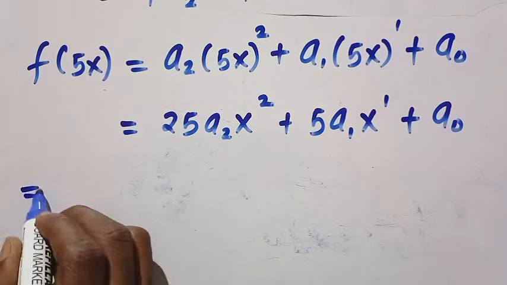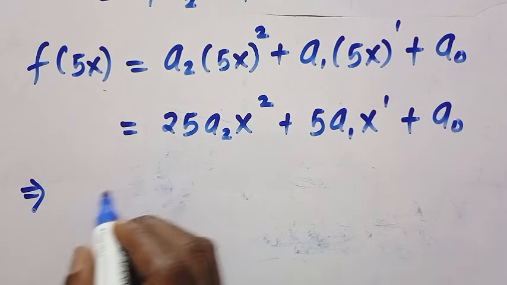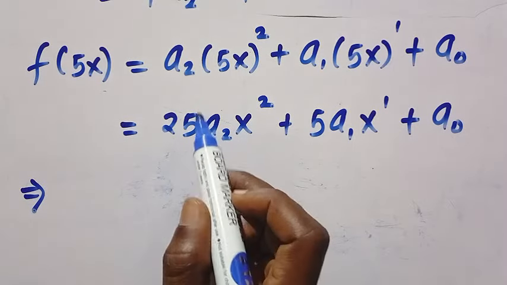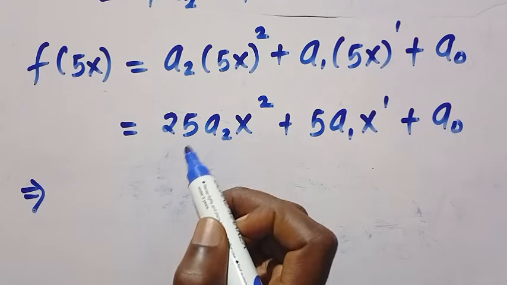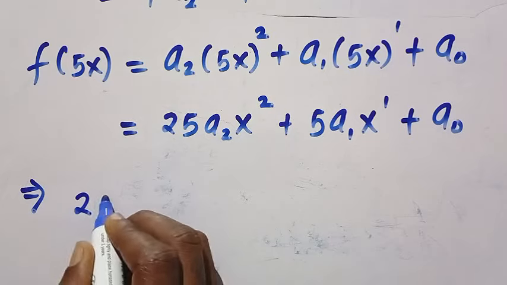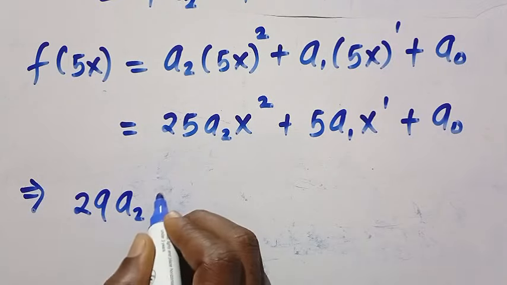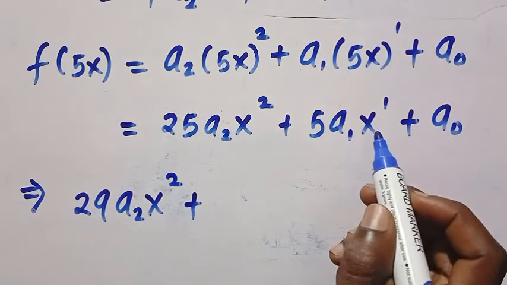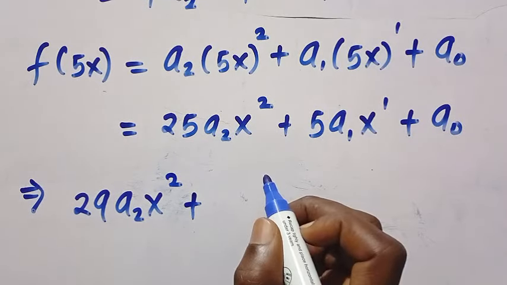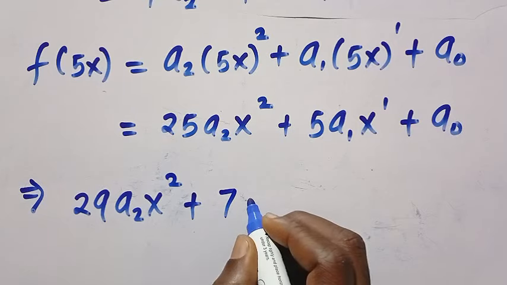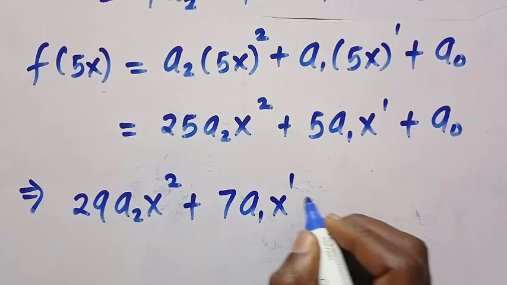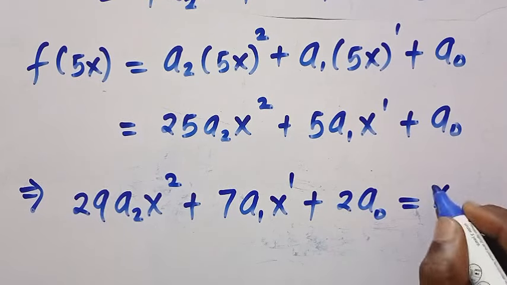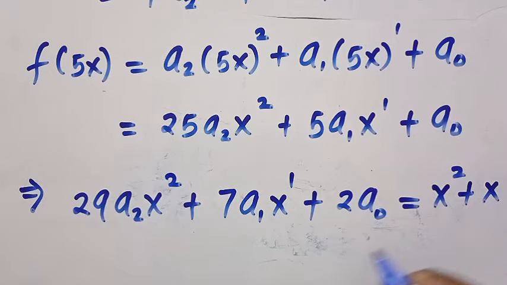For f of 5x, we have 25a2x squared, and for f of 2x, we have 4a2x squared. By adding this together, we are going to have 29a2x squared, plus, also we have the power of 1, the degree of 1, for both 5x and 2x. By adding that together, we have 7a1x raised to power 1, then plus 2a0. This equals x squared plus x.